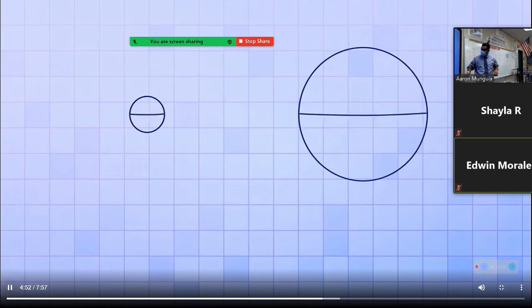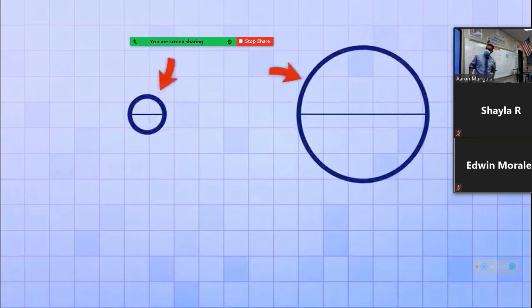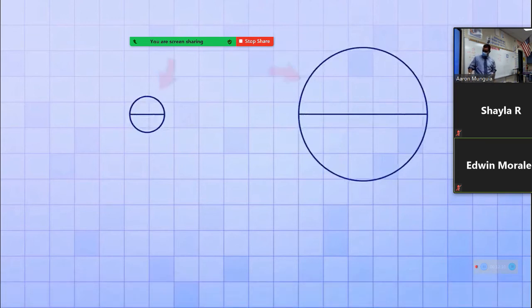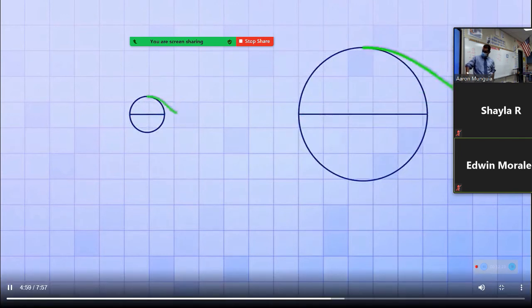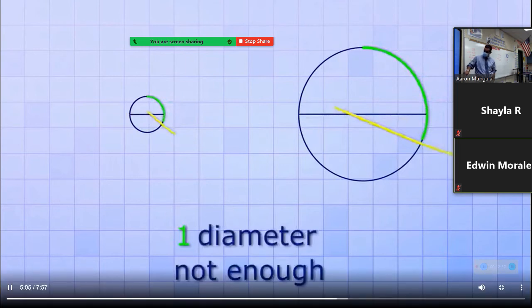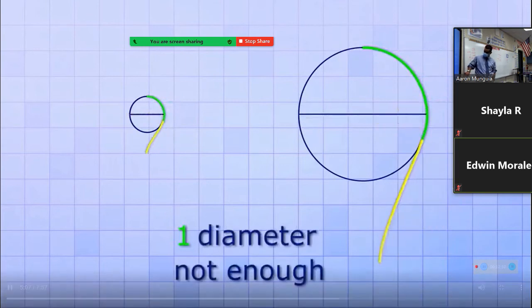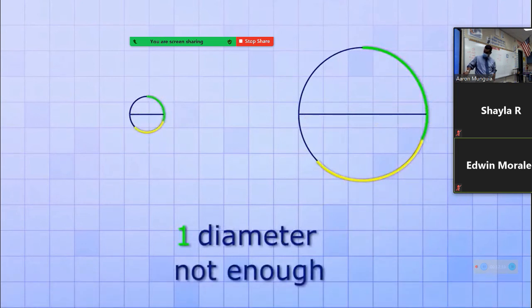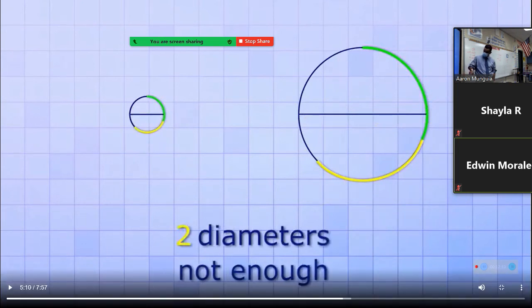Watch. Wrap them around the outside edges, the circumferences, of the circles. So for each circle, we start at the top and wrap the diameter around the circumference. So there's one diameter in green. That's one diameter. Watch this now. We see that one diameter is not enough to go all the way around. So let's get another diameter and keep going where the first diameter stopped. Two diameters.